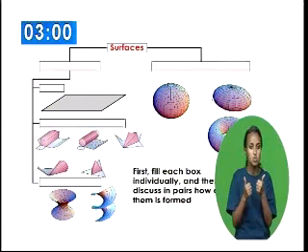Students, let's make things clear by doing some activities. A layout is given on the screen. First, fill each box with the correct term or terms individually, and then discuss in pairs how each of them is formed.